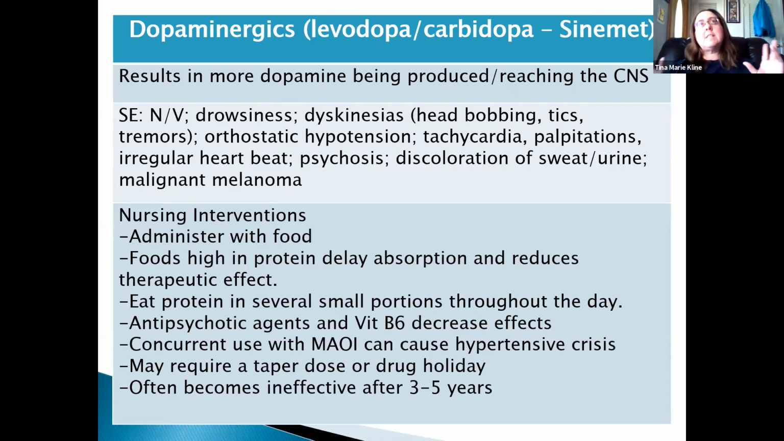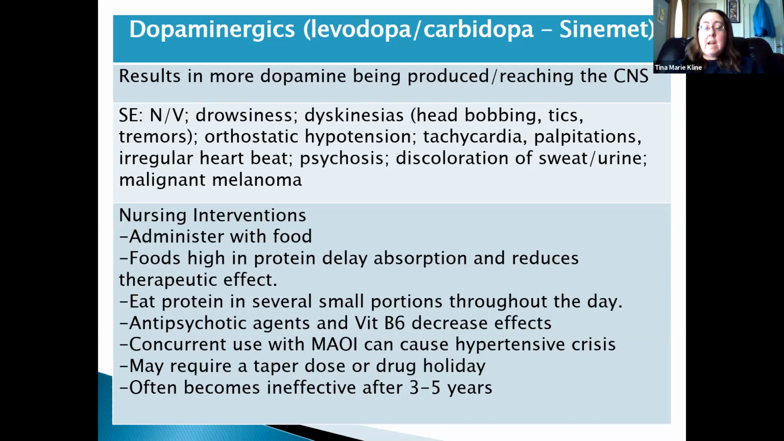The gold standard, the first go-to, is going to be your levodopa and carbidopa combination. Together it's known as Sinemet. It's a combination drug because one side turns into dopamine, and the other side helps that dopamine get across the blood-brain barrier into the brain. So they have to be given together to be the most effective.